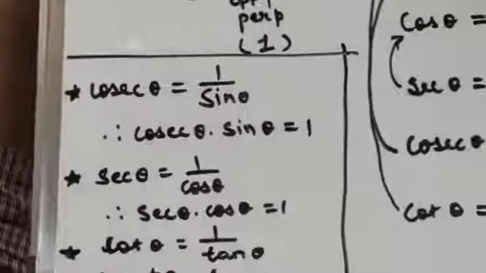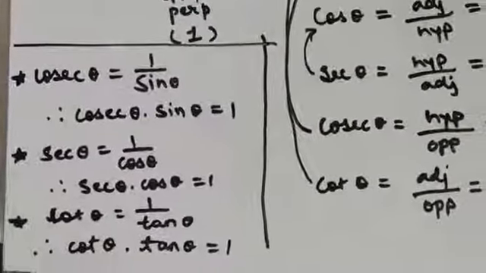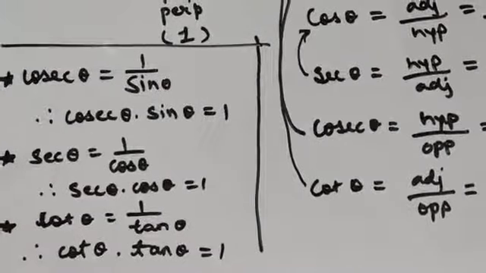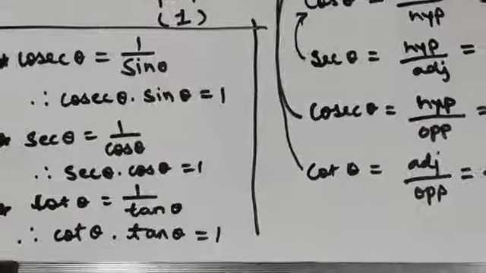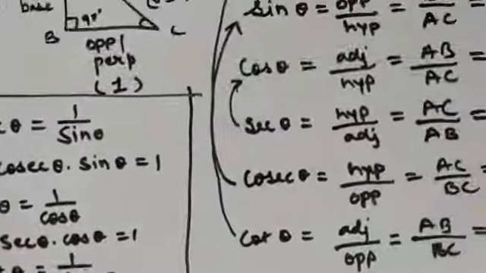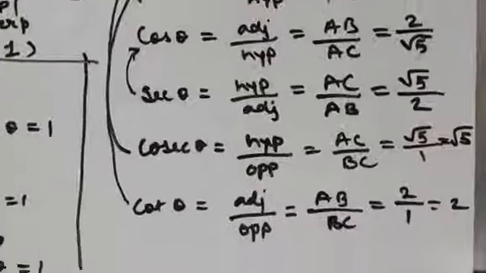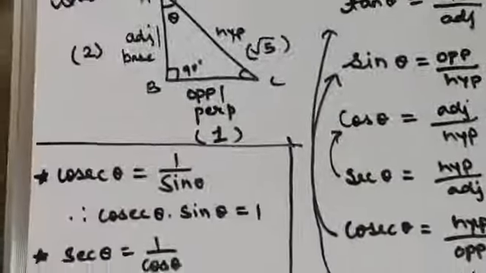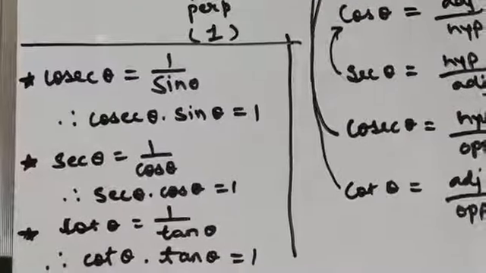So I hope that you have understood the basic trigonometric ratios, derived ratios, all the 6 ratios, and how we find out the measure of an unknown side and find different trigonometric ratios.